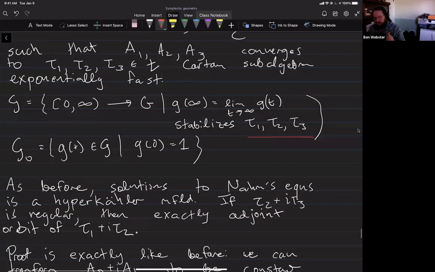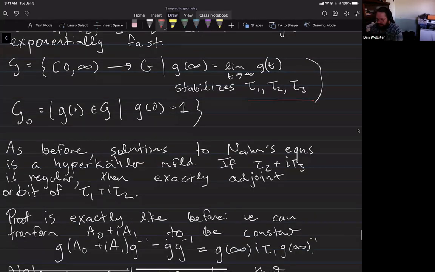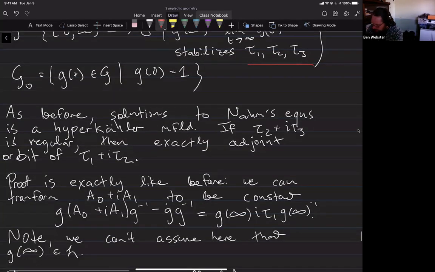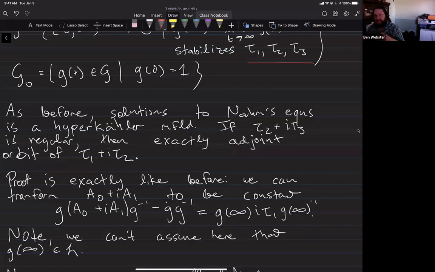So as before, looking at solutions to these Nahm equations, mod gauge, gives me a hyperkähler manifold. And in the case where tau 2 plus i tau 3, that's an element of the complexification of the Lie algebra, is regular. So if I'm thinking about actual matrices, this is a diagonal matrix, I want that all of its diagonal entries are distinct. Then I'm getting exactly a hyperkähler structure on the adjoint orbit, which is the same as the coadjoint orbit using the Killing form of tau 2 plus i tau 3. Sorry, messed that up.